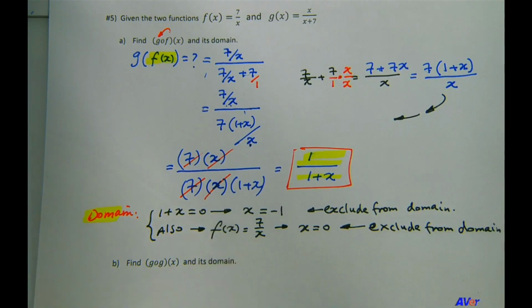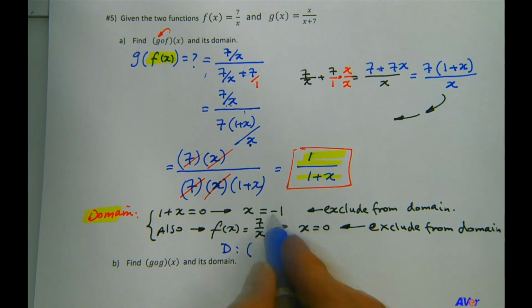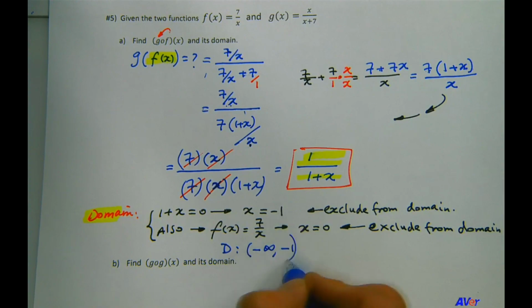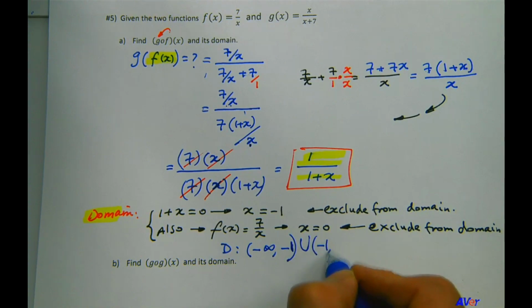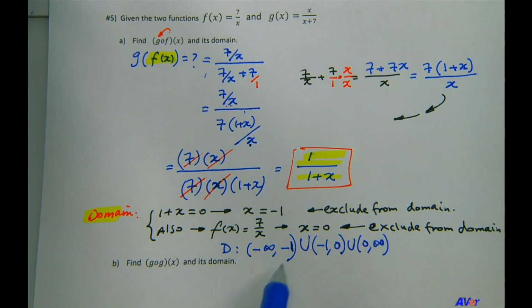So the final domain then is, we got to exclude these two numbers. Negative infinity to negative 1, parenthesis, because we're excluding negative 1, union negative 1 to 0, union 0 to infinity. So that is everything except negative 1 and 0.